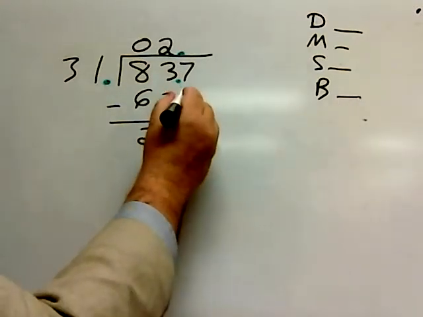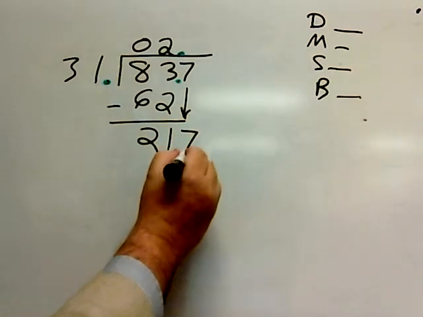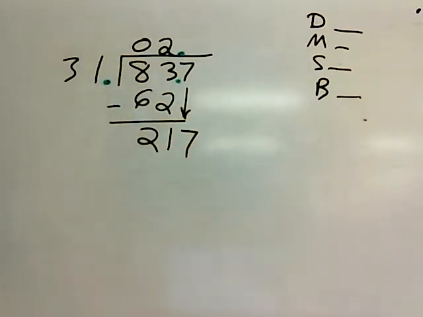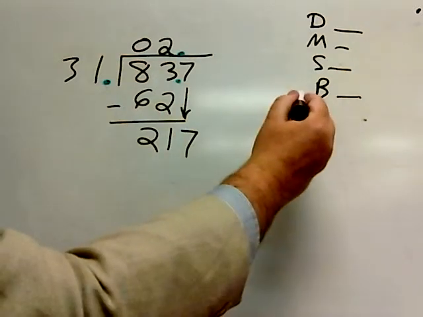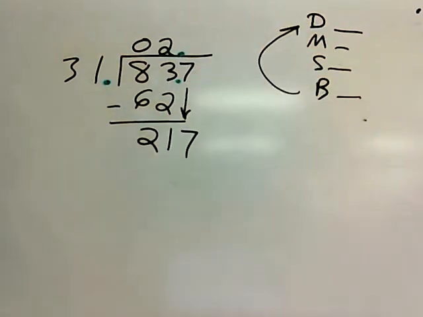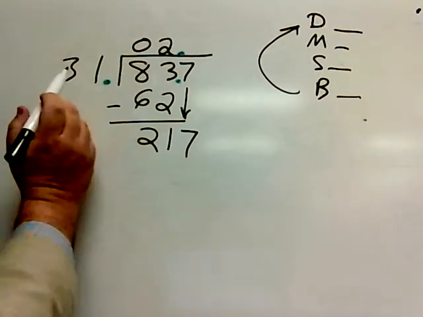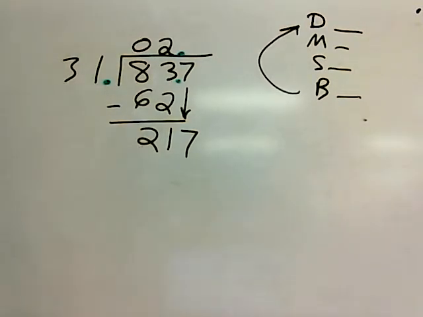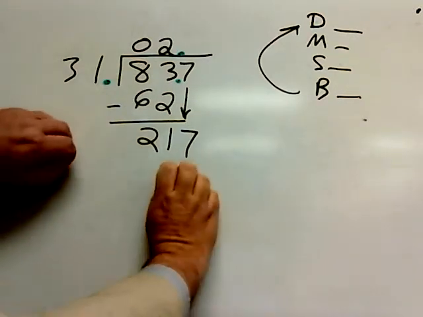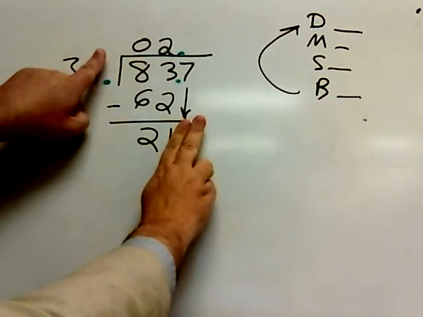My next step, bring down the 7. At this point, scholars, go ahead and stop the video, and I'd like you to go back and do the next 4 steps, please. Okay, scholars, figuring out 31 into 217 might be a little bit difficult, so I'll go ahead and basically cheat a little bit. We'll see if that works out well.